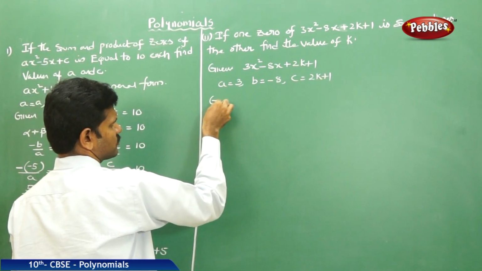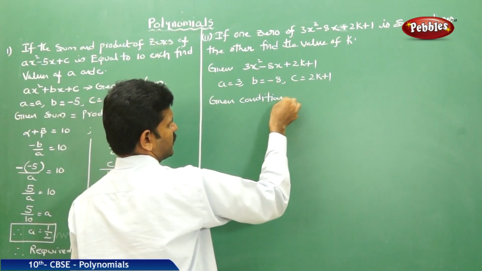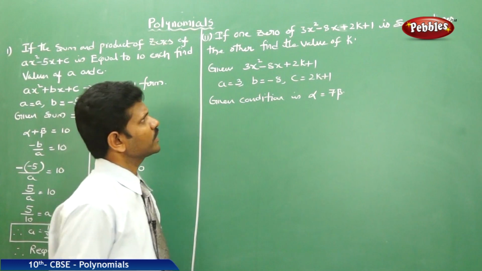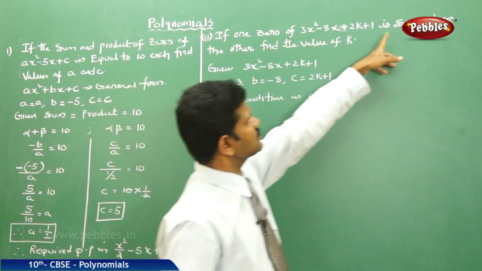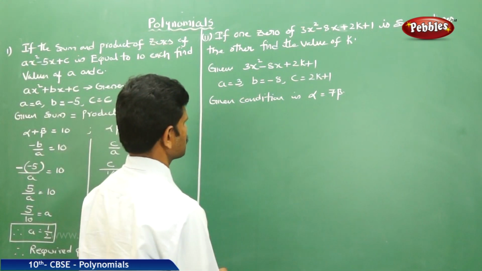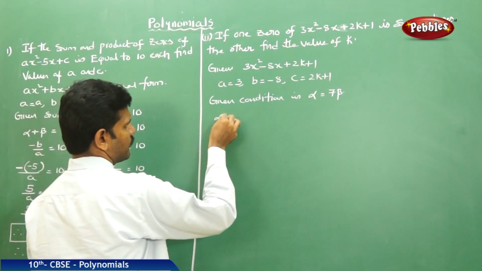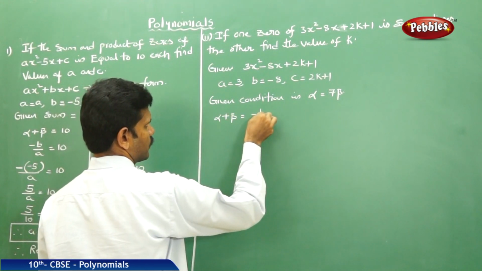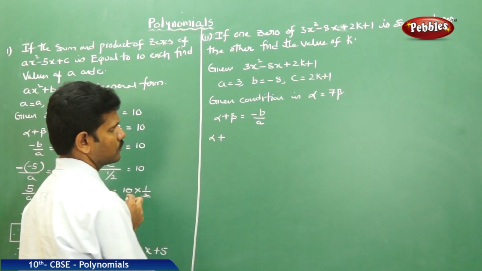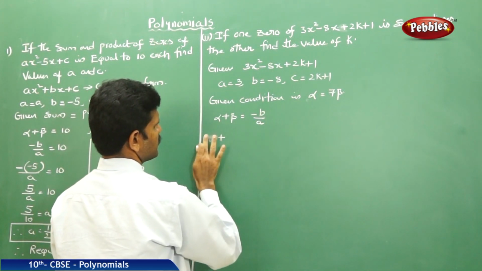Now the given condition is alpha is equal to 7 times beta. Why? See here, one zero is 7 times the other. Now alpha plus beta is equal to, you know very well, minus b by a. In place of alpha I will write 7 beta.